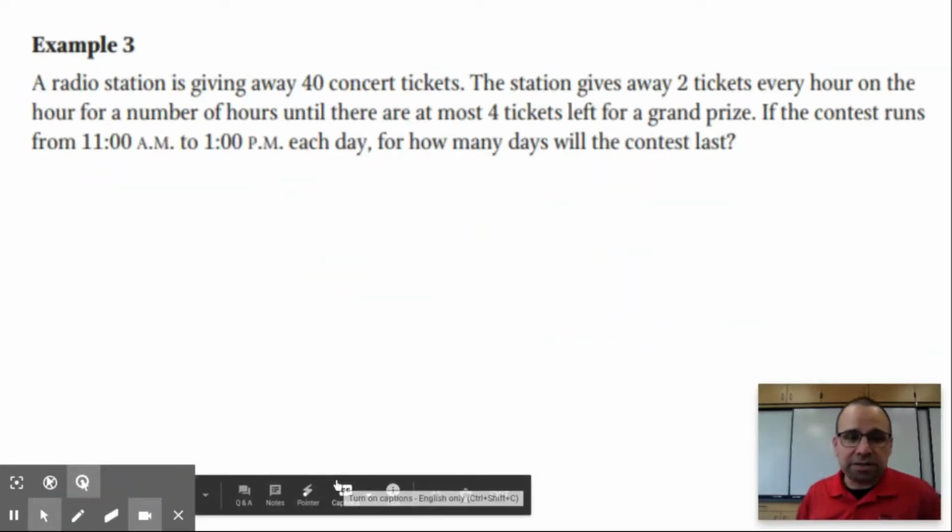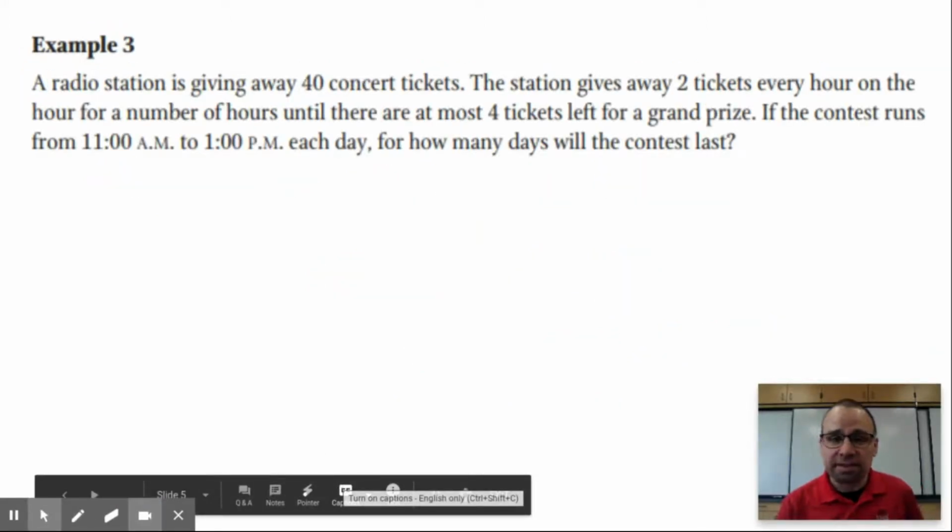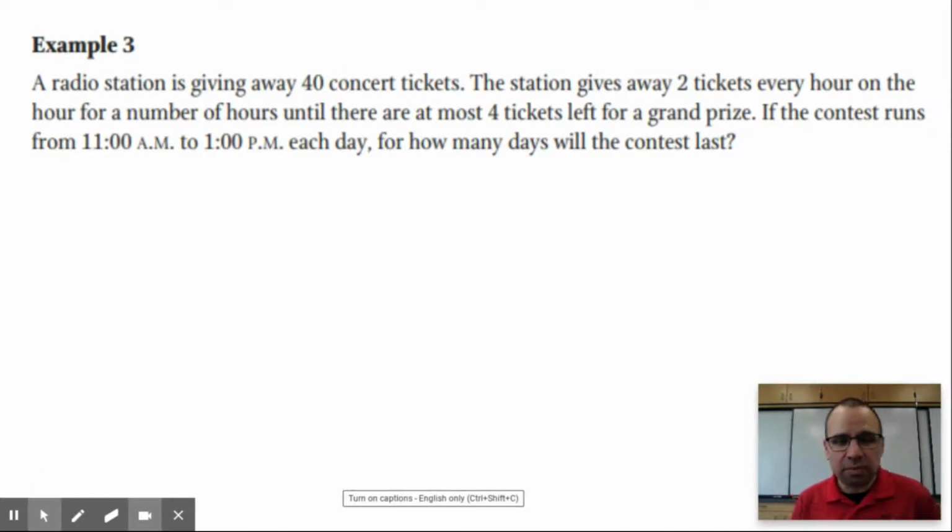A radio station is giving away 40 concert tickets. The station gives away 2 tickets every hour on the hour for a number of hours until there are at most 4 tickets left for a grand prize. If the contest runs from 11 a.m. to 1 p.m. each day, for how many days will the contest last? Let's do the big picture statement.